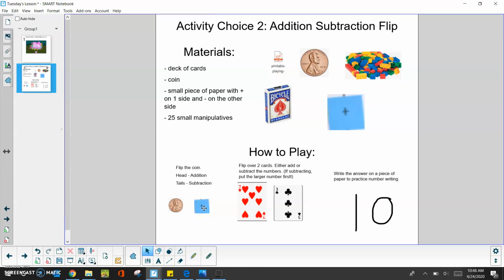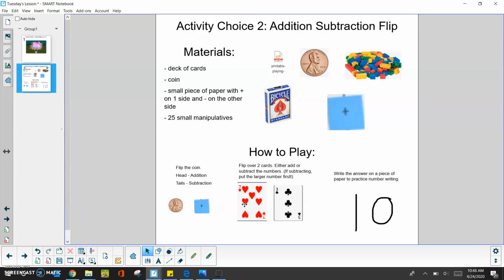or the subtraction sign. If you're subtracting, this is just a reminder to make sure that you put the larger number first, just like I have right here. Because remember, if I have 3 pieces of candy in my hand, you can't take 5 pieces of candy out of my hand because there's only 3 there.